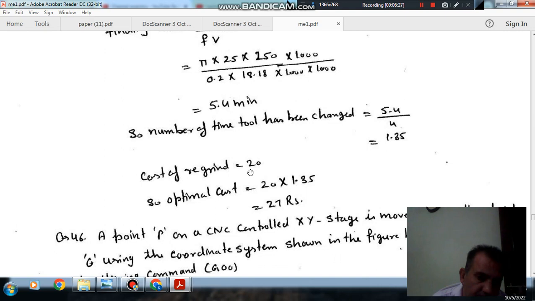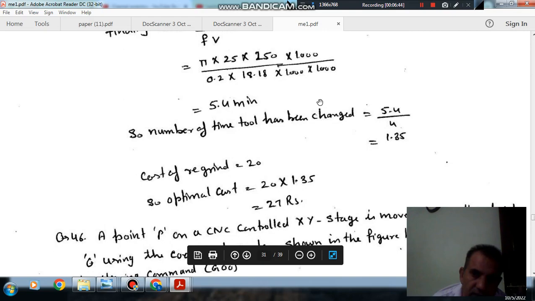And the cost of regrind is given as 20 rupees. As the number of times that the tool has to be changed is 1.35, or the number of times that the tool has to be reground is 1.35, the cost of grinding is 20 into 1.35, that is 27 rupees.